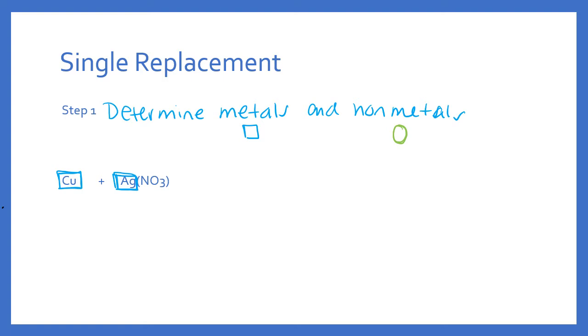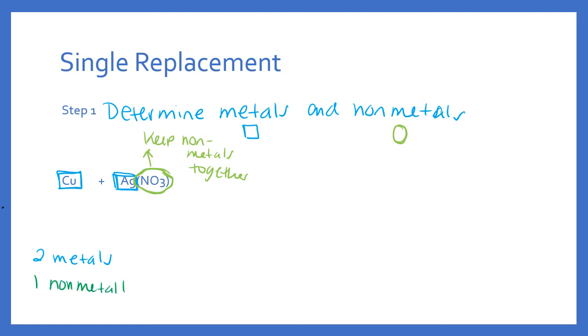And then NO3 is a grouping of nonmetals. You can keep nonmetals together. Okay, so we have Cu, Ag, NO3. We've determined that we have 2 metals and 1 grouping of nonmetals. Excellent. All right, let's move on.